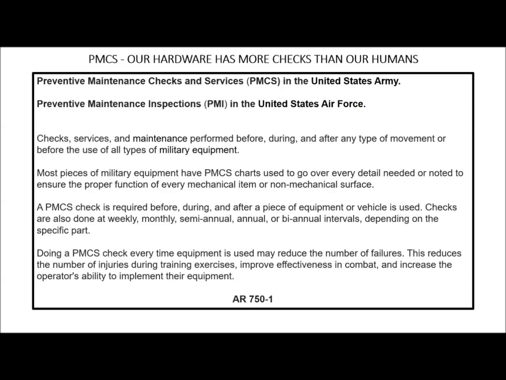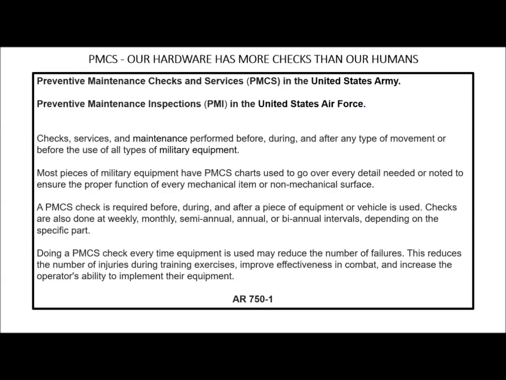Our equipment has checks and balances. It has services. Our humans don't. They get checked once a year. So for example, an M1 Abrams tank costs about $4 million depending on the model. A special operator with 15 to 20 years of experience, you're looking at $9 to $20 million per person for training.